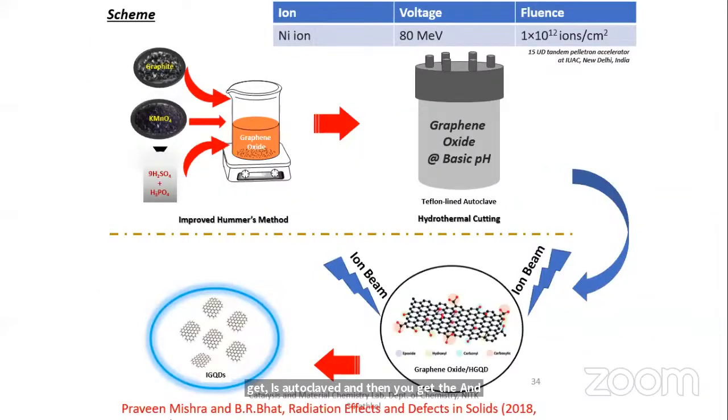And the graphene oxide that you get at basic pH can be broken into small pieces by introducing the ion beam. And this gives the graphene quantum dots. So we have used this nickel ion beam for cutting the graphene into smaller dots.